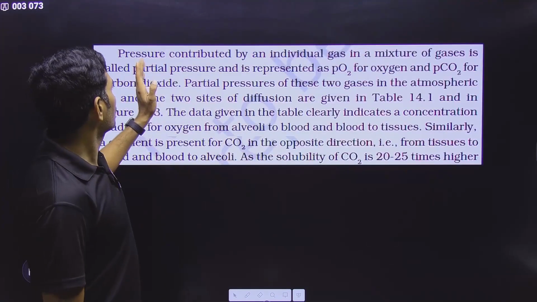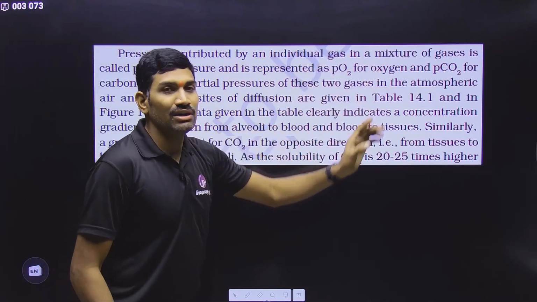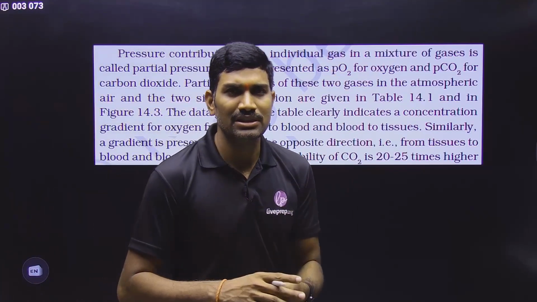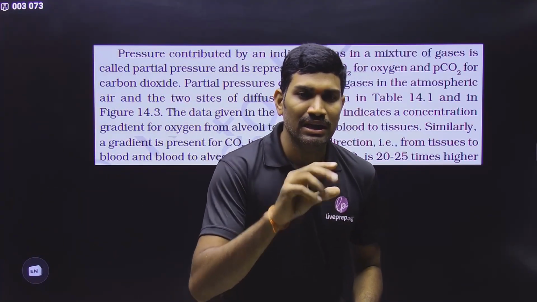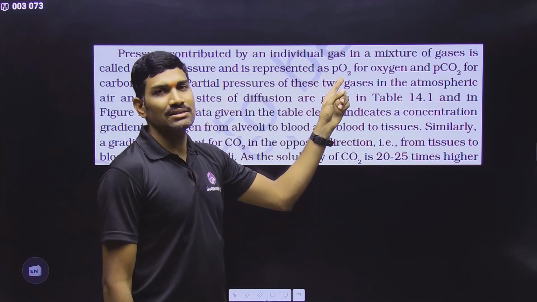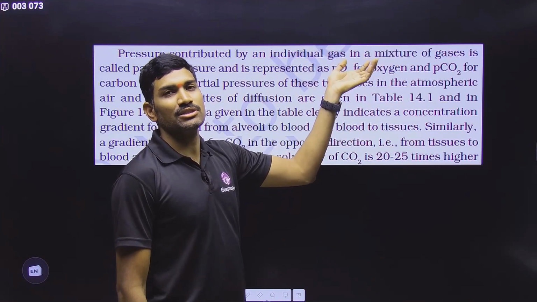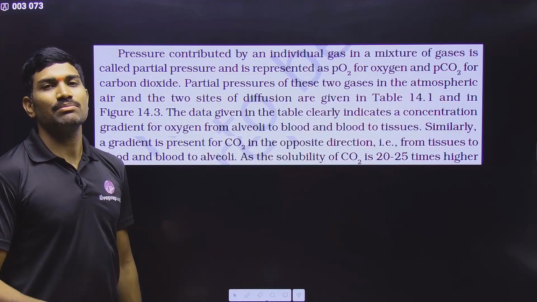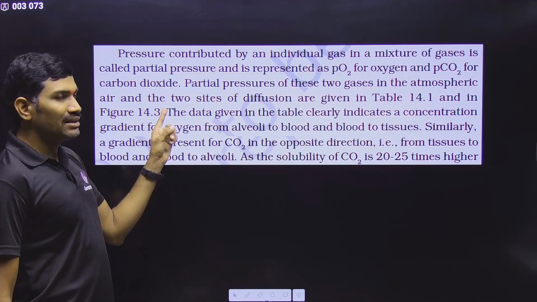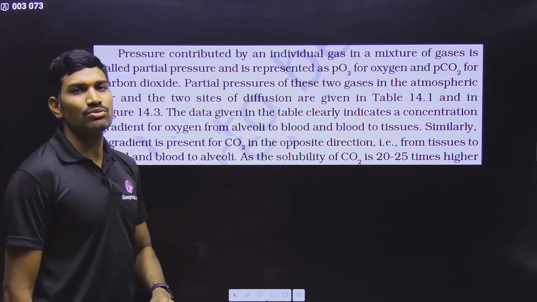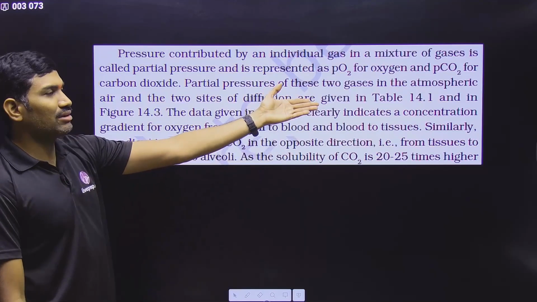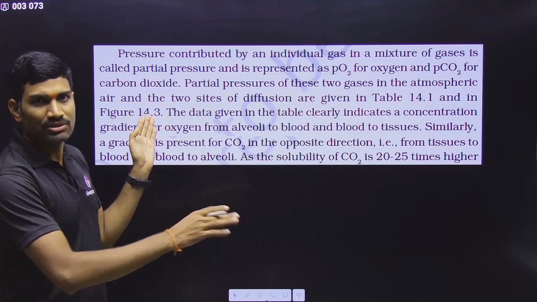Clear? Next one. Pressure contributed by an individual gas in a mixture of gases is called partial pressure. In a mixture of gases, when many gases are present, the pressure exerted by one gas is called the partial pressure for that gas, and is represented as PO2 for oxygen, that means partial pressure of oxygen, and PCO2 for carbon dioxide. Partial pressures of these two gases in the atmospheric air and at the two sides of diffusion, that means at the alveolar diffusion location and also at the tissue diffusion location, they have given in the table and also in the diagram. Just now we have seen both of these.